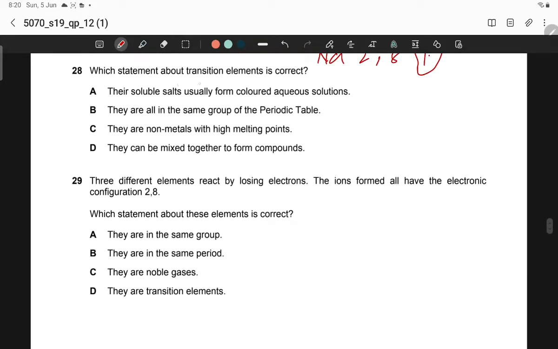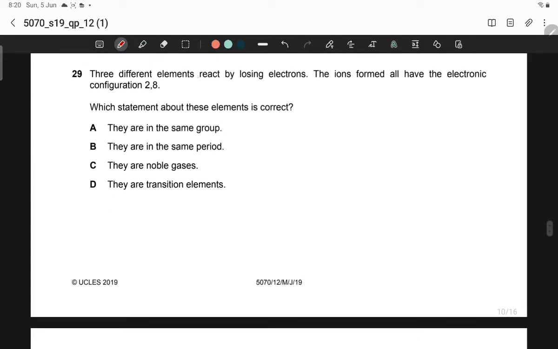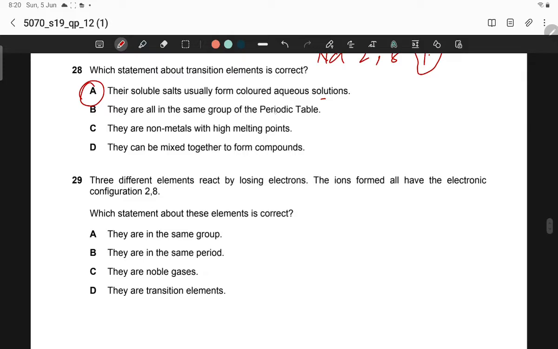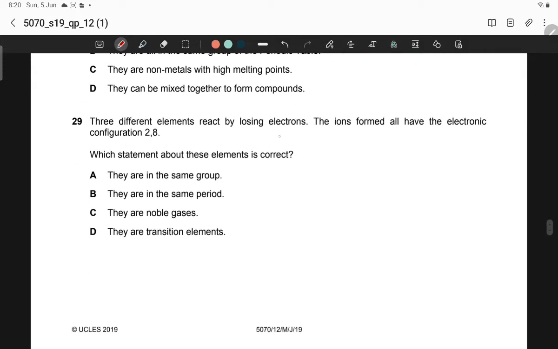Question number 28. Which statement about transition elements is correct? Their soluble salts usually form colored aqueous solutions. This is A, correct. Three different elements react by losing electrons. The ions formed all have the electronic configuration 2,8. Which statement about these elements is correct? They are in the same group. They are in the same period. They are noble gases. They are transition elements.